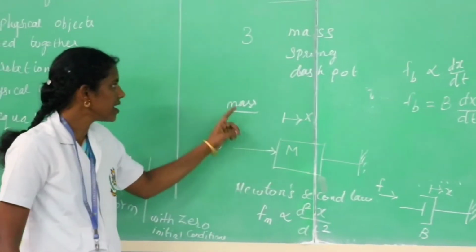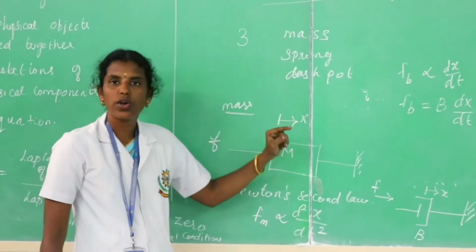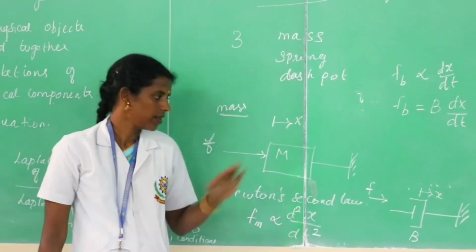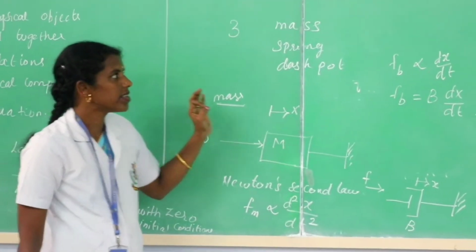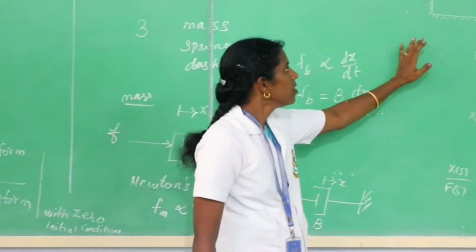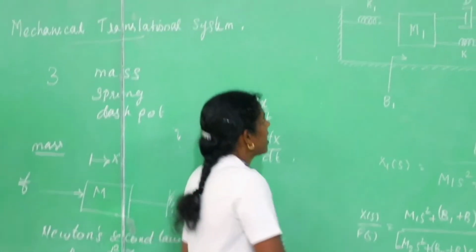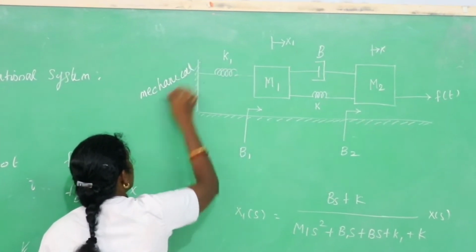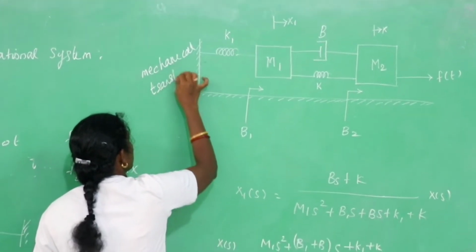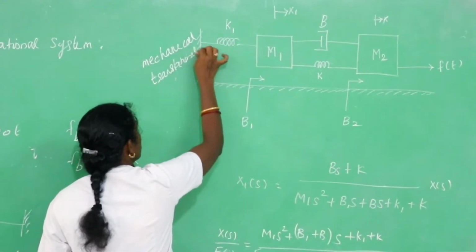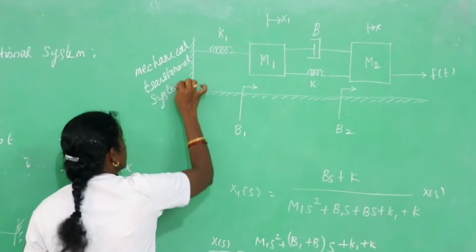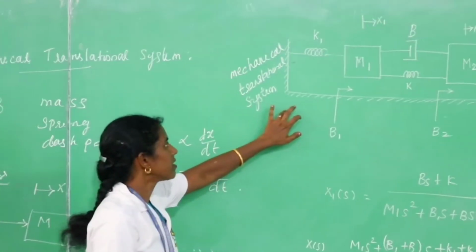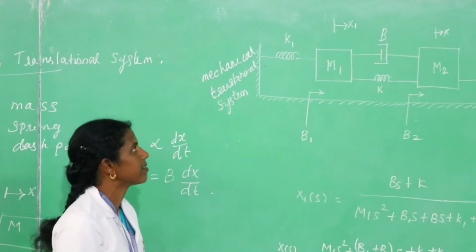By using these three elements, we are going to find the transfer function or gain of the mechanical translational system. By using these three elements, we will see one example problem. This is the mechanical translational system. Now we are going to find the transfer function for this mechanical translational system.